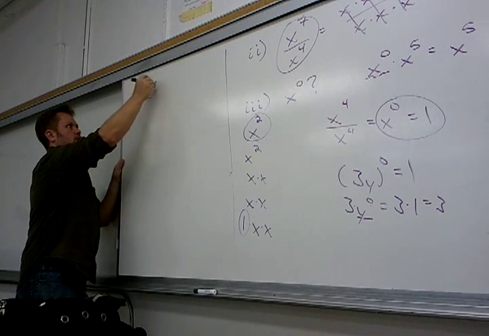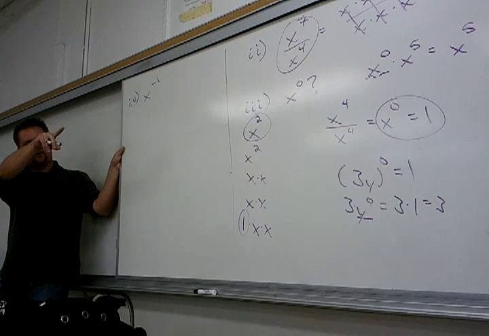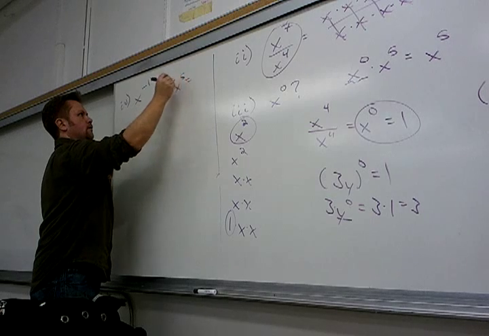Powers, like x to the negative 3. So let's do the same kind of thing. Let's investigate it the same way we first did over there. What's x to the negative 1 times x to the 5th?